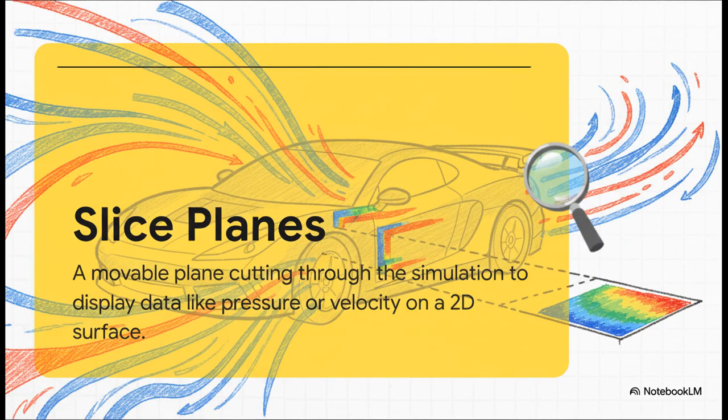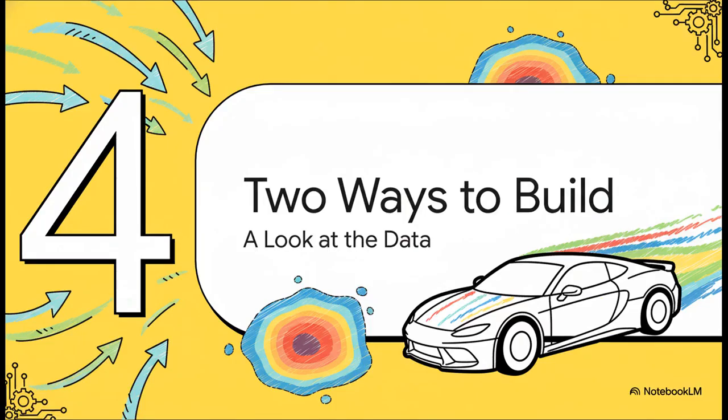For that, engineers use what are called slice planes. Honestly, think of it like a medical CT scan, but for airflow. You can create this virtual 2D plane and then move it anywhere you want, right through the front, over the top, behind the car, and see a color-coded map of the conditions at that exact spot. It's amazing.